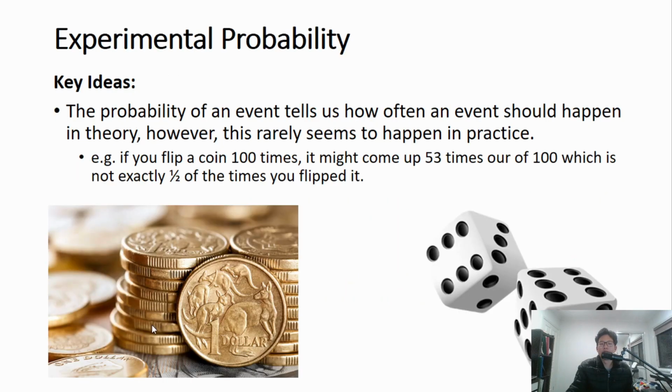Alright, so to start off, let's go through the key ideas of this lesson. The probability of an event tells us how often an event should happen in theory. However, this rarely seems to happen in practice. For example, if you flip a coin 100 times, it might come up heads 53 times out of 100, which is not exactly half of the times you flipped it. That's pretty close to half, but not the exact amount.